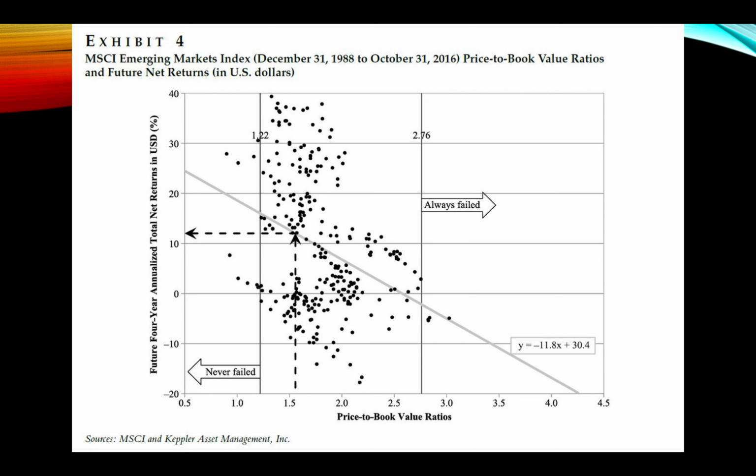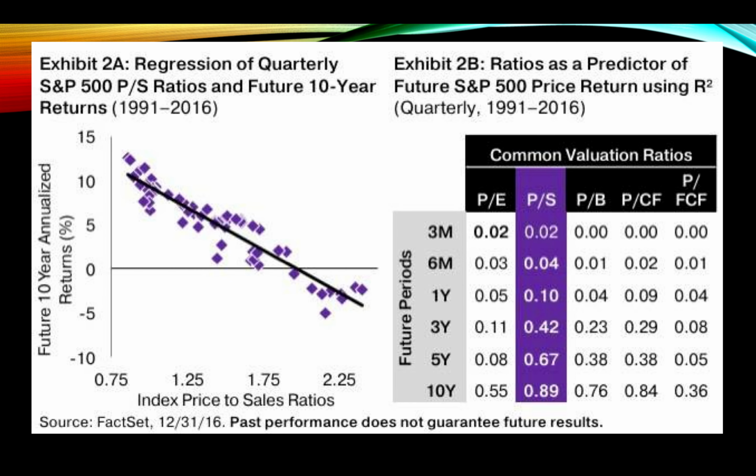This just shows emerging markets index price to book value ratios, and it shows that there is a trend line here. So when price to book ratio values are lower, you get positive returns, and when the price to book ratios get higher, the returns tend to be lower and negative. But if you look at that chart, there's a lot of variance in it.